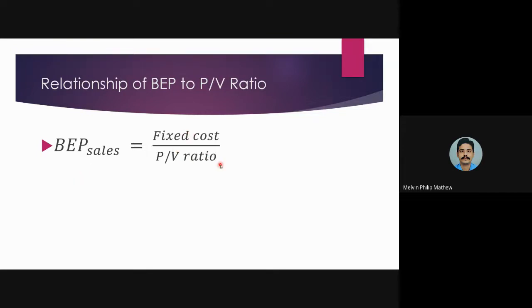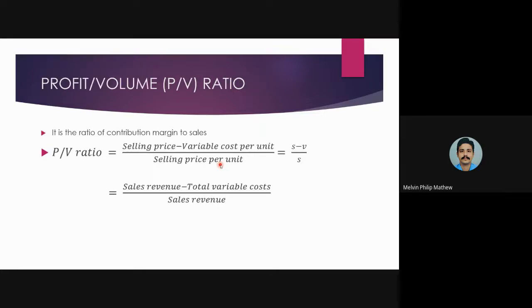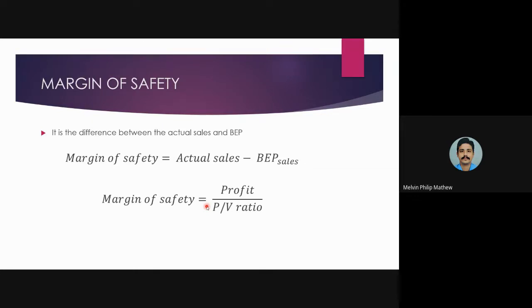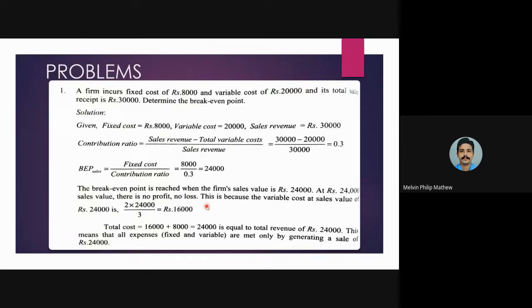And for that, we have to find the P by V ratio. P by V ratio is sales revenue minus total variable cost by sales revenue. So for that purpose, we are writing this equation. Okay, did you understand that? Do I have to explain it again? Please respond. Did you understand why we took the BEP equation from P by V ratio? Yes, sir. Okay, you understood.